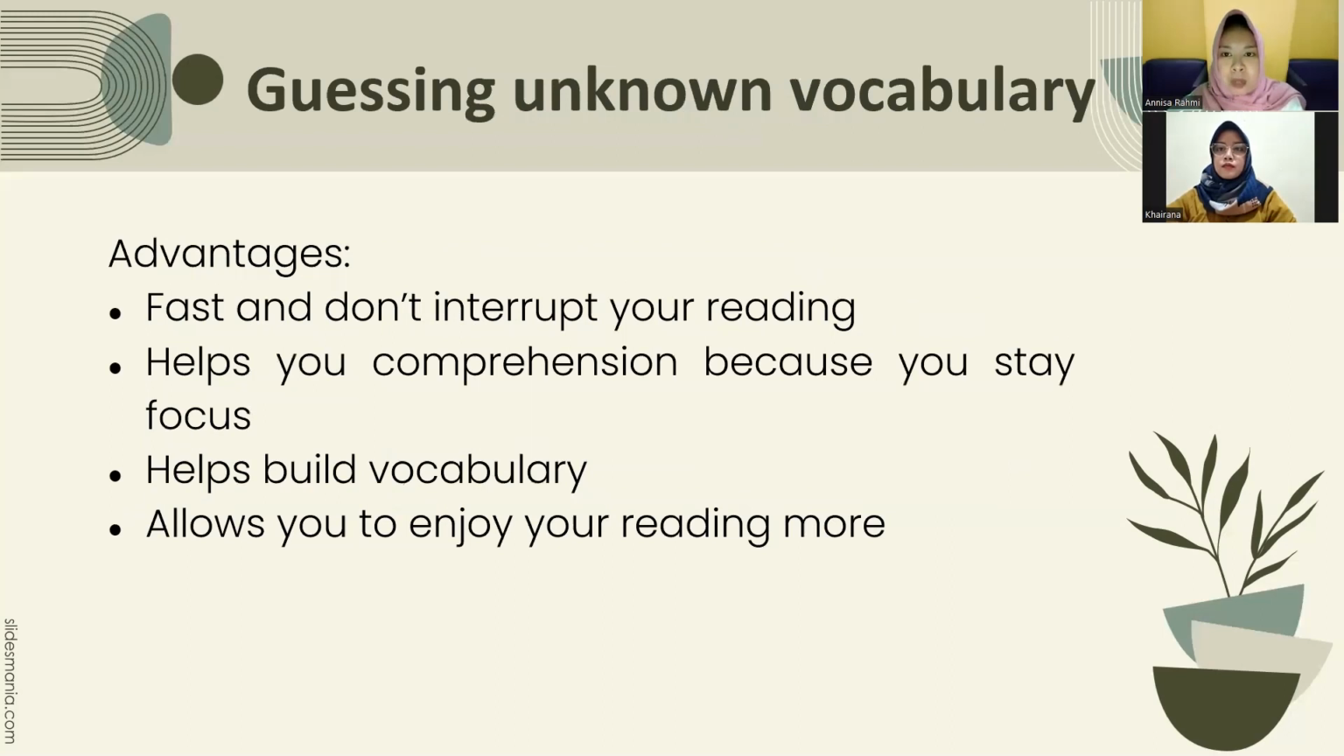The first one is guessing unknown vocabulary. The easiest way to do when we find an unfamiliar word in a text is by guessing the meaning of it. Of course, it's not just random guessing, but we have to do it by looking at the context of the sentences or the text. Some advantages that we can get by using the guessing unknown vocabulary strategy. The first one is it is fast and doesn't interrupt your reading. So as I said before, it's the easiest way, it's also the fastest way because you just need to read the text or the sentence and guess it, and you are not interrupted because you don't have to flip your dictionary to look for the meanings of the words.